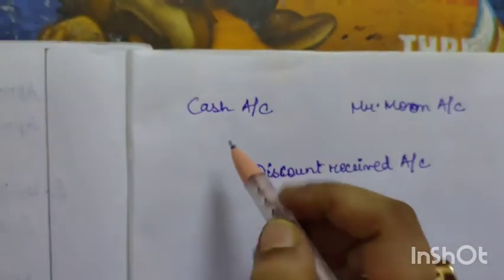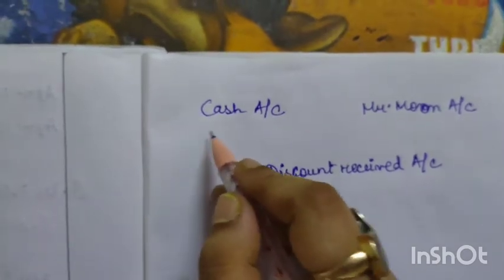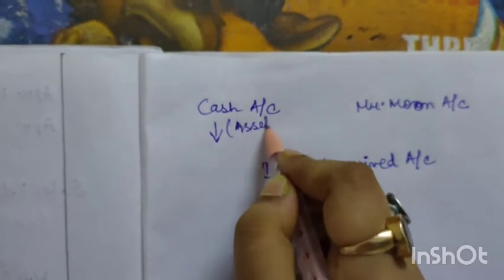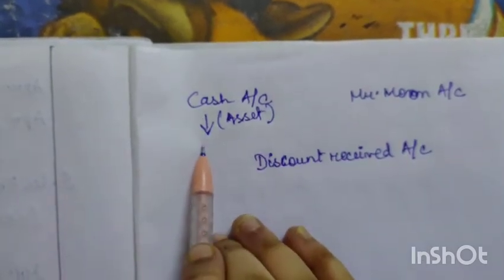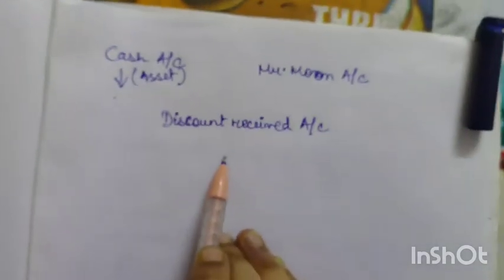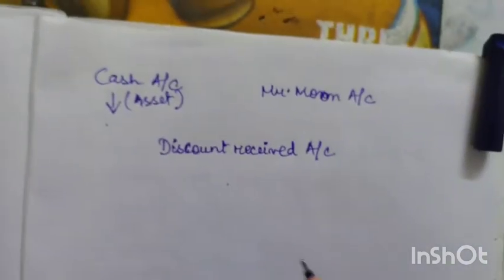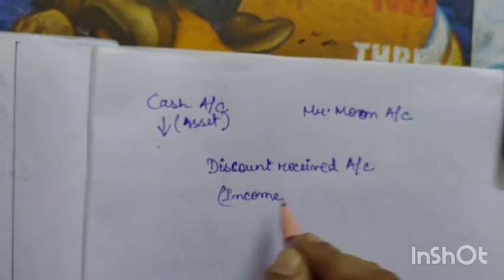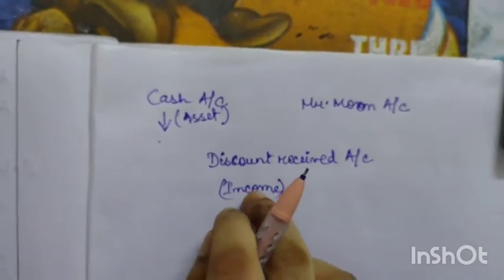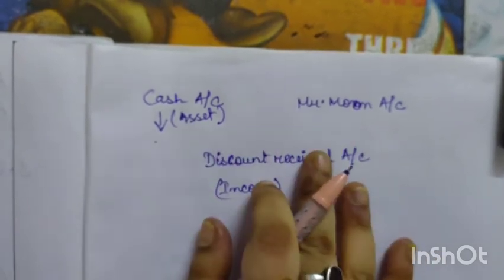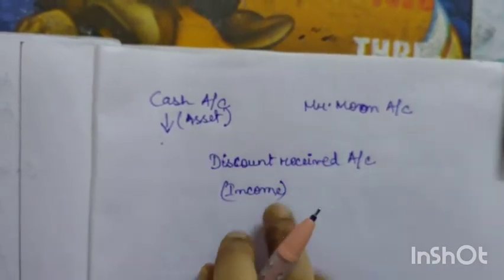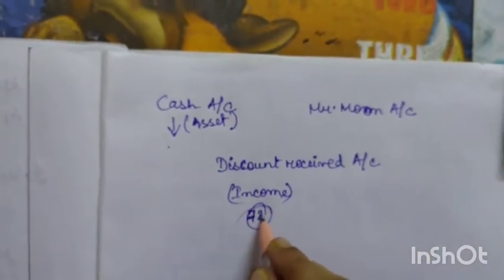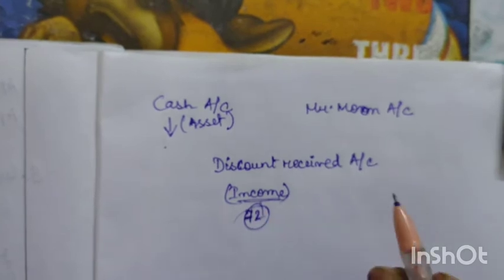Now if we are going to pay cash, obviously cash balance will decrease, and we all know cash is an asset. Okay, so our cash balance will decrease. Now discount received, indirectly if we think, if we are paying less, then obviously it is an income. We needed to pay 4,800, but now we will pay only 4,728. That means we will pay 72 rupees less, right? So this 72 rupees is our income because we are going to pay less.